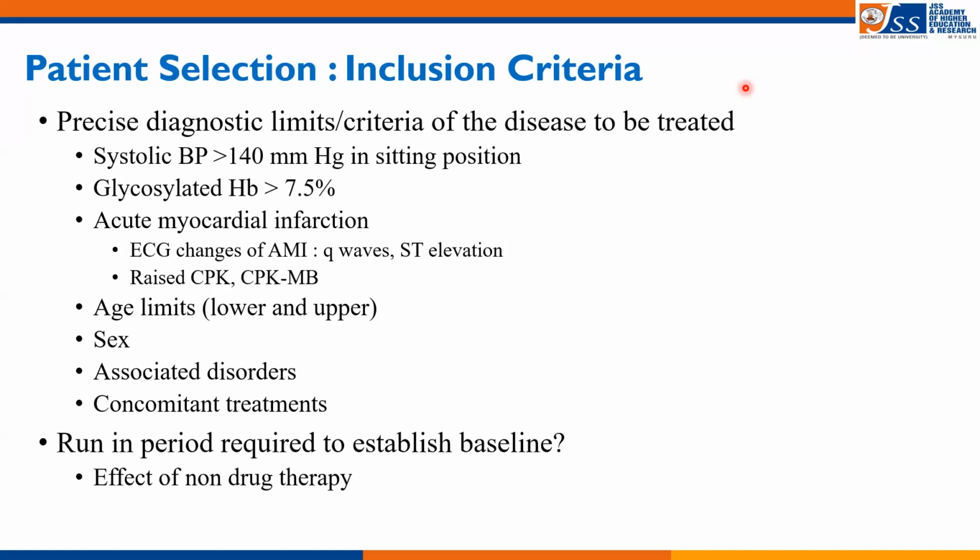If your drug is for the treatment of any heart-related disease like myocardial infarction, you specify that the ECG changes should be like this, the rise in CPK enzyme levels, the age limits, the sex, whether male or female can be enrolled, or whether the person has any associated disorders along with this problem, any other diseases, and whether they're taking any other treatments for those associated diseases or disorders. Everything should be part of your patient selection, that is, the inclusion criteria.